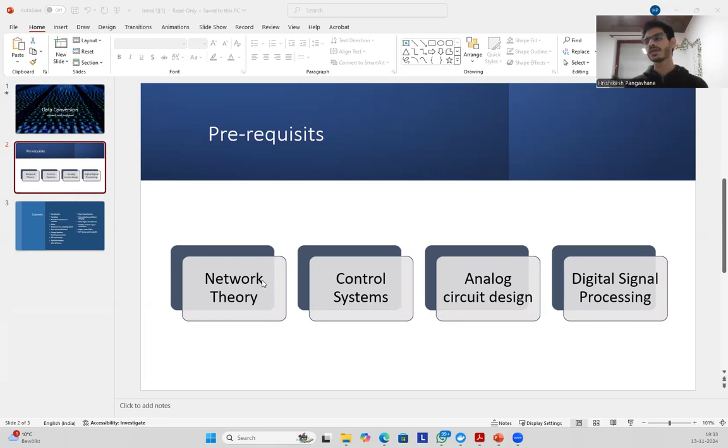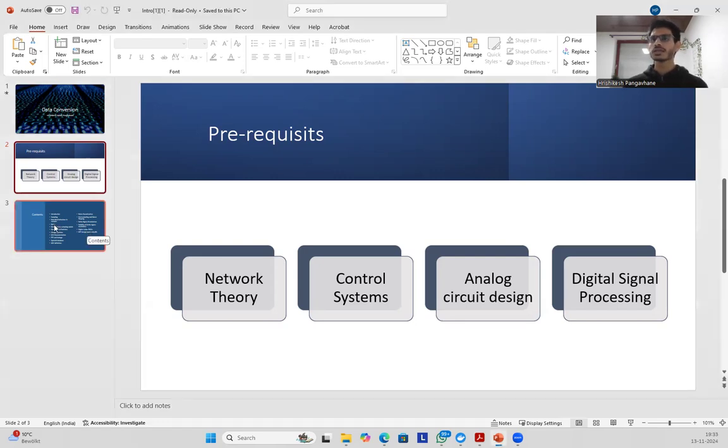Whenever I refer to the toolbox of, let's say, control systems, it means that whenever we are designing a system and we are looking for feedback, we are using a tool from the toolkit of control systems. We will cover all those concepts as well whenever we need them.